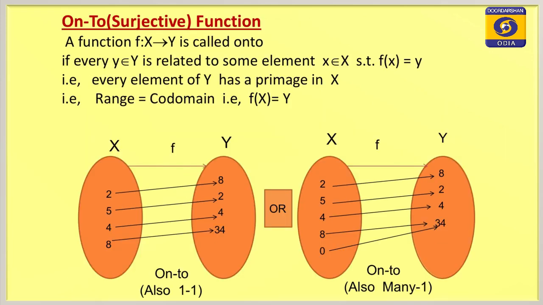Next is onto function or surjective function. Already we have discussed that a function is onto if all elements in the codomain are related. Onto function can also be 1-1, can also be many-1. You see the picture. In both cases it is onto, but the first case is 1-1, the second is many-1. When a function is onto, for every element y there is an element in set x such that f x is equal to y. In case of onto function, range is equal to codomain.